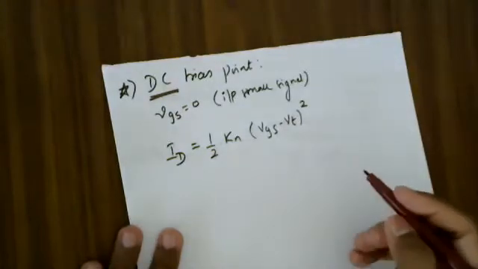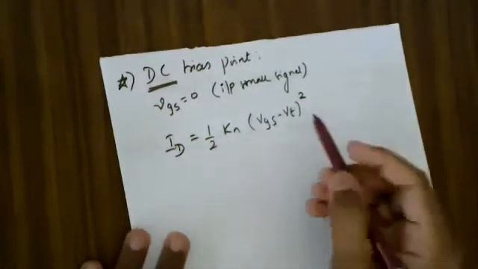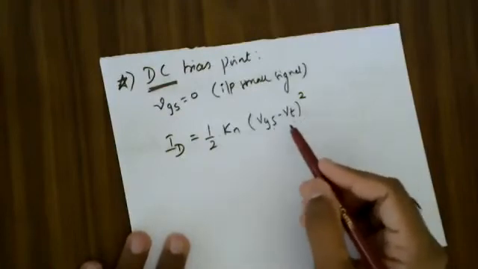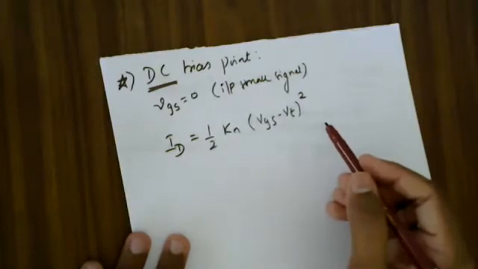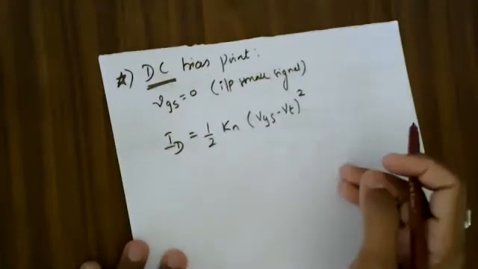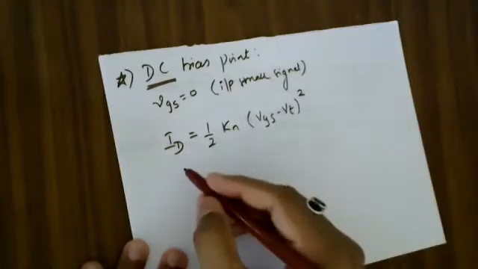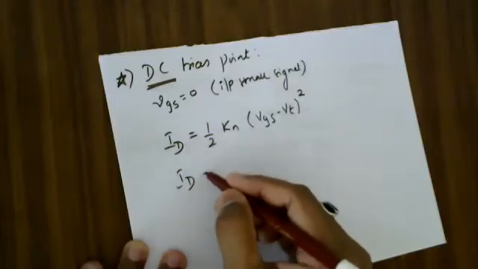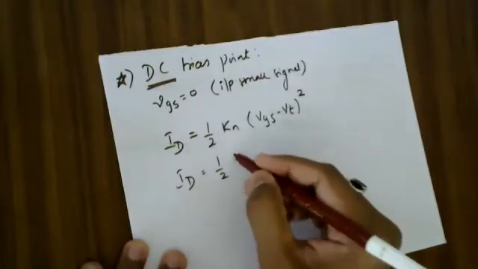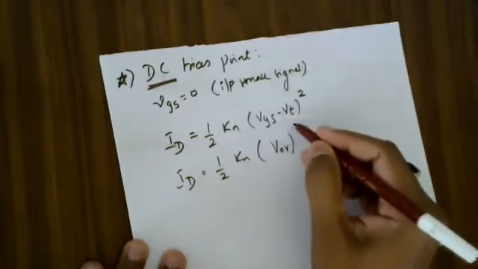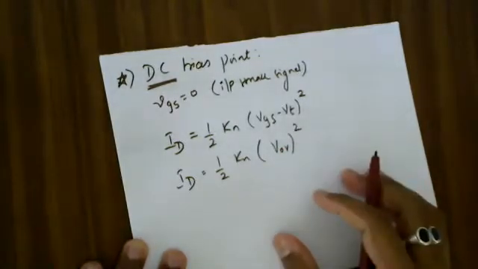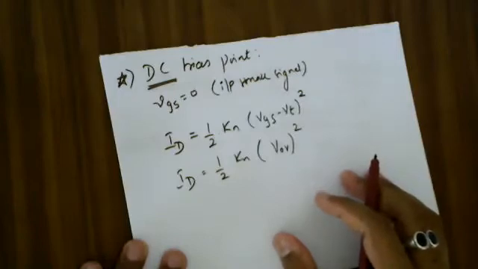Now I also know that this VGS minus VT is also called the overdrive voltage. Then how best can I write this? I can write this as ID is equal to 1 by 2 times Kn into VOV whole square.